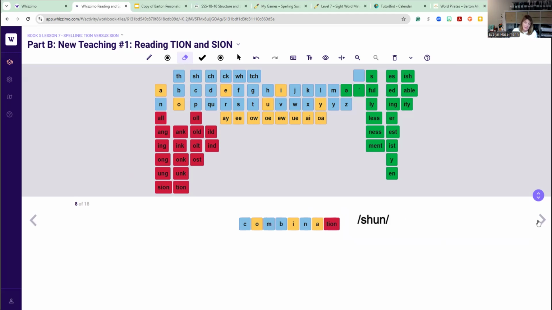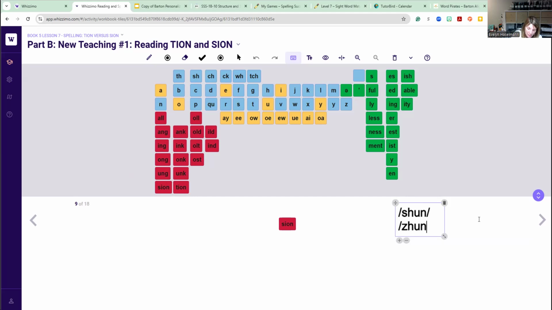Combination, go ahead and divide that up. Combination, combination. And the related word for that is combine, okay? So then, once we're done with that, we introduce them to another unit, which is the SION, okay? And this unit can actually make 2 different sounds. It can say shun, just like the TION, okay? So it can say shun, but it can also say zhun, so it vibrates, zhun.